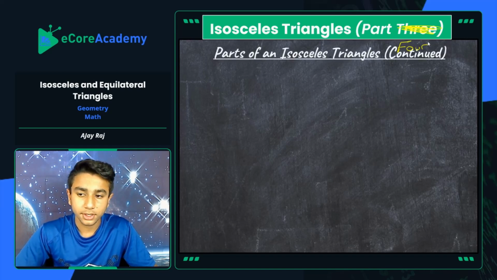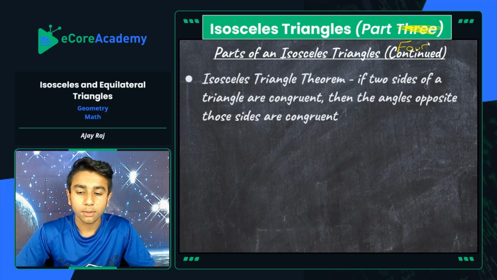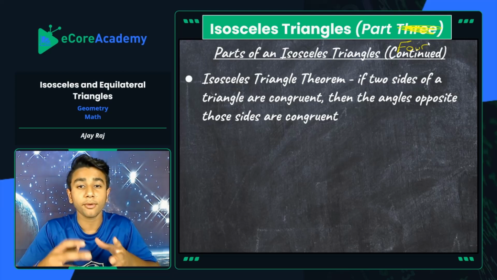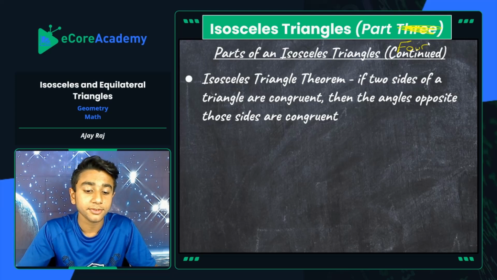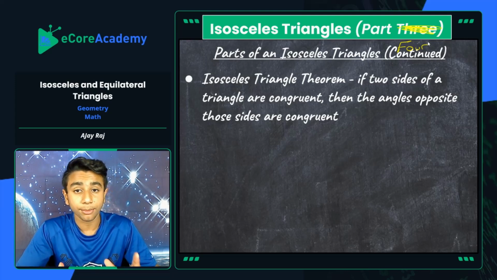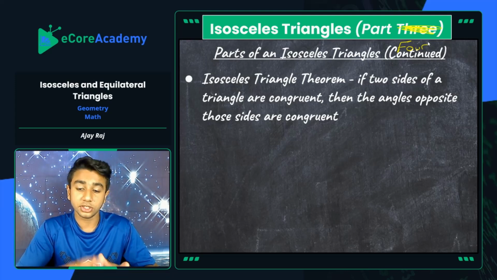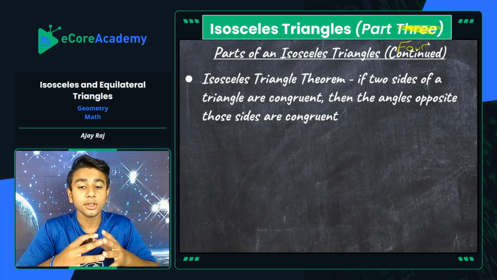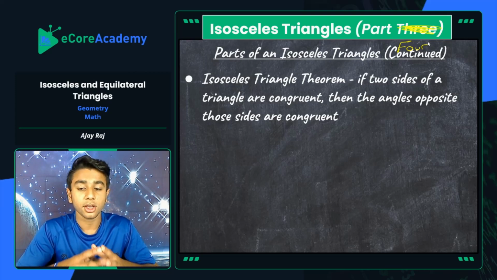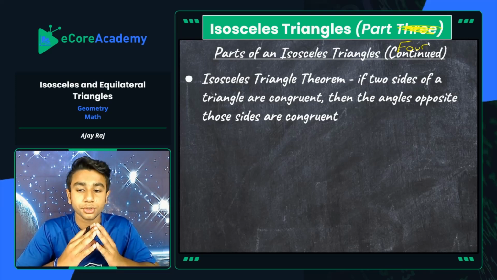So, parts of an isosceles triangle, continued. The isosceles triangle theorem. This is one of the theorems that goes along with the isosceles triangle, and that's going to further prove my point that I stated at the beginning of this video: that you only need the angle measures of a triangle, in this case the one we're going to focus on in this lesson, to actually identify the side length classification, isosceles, equilateral, or scalene. You only need all the angle measures in order to do so.